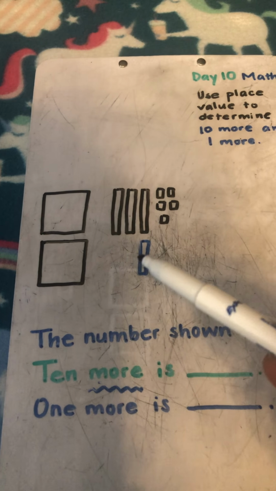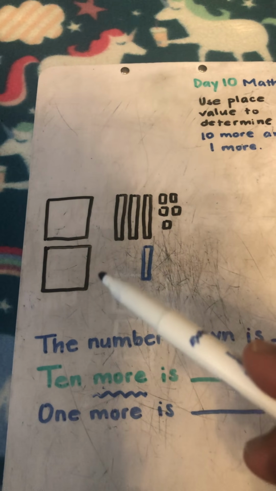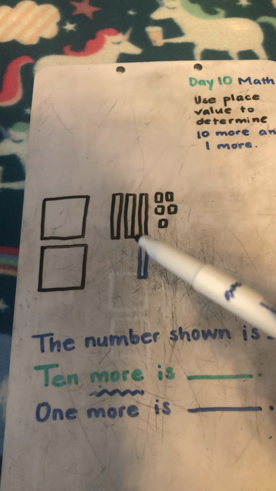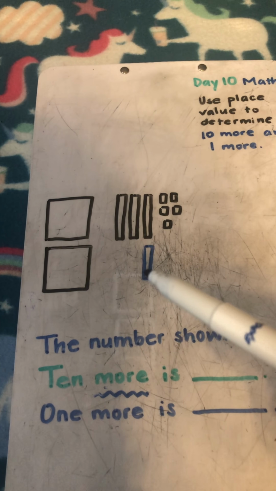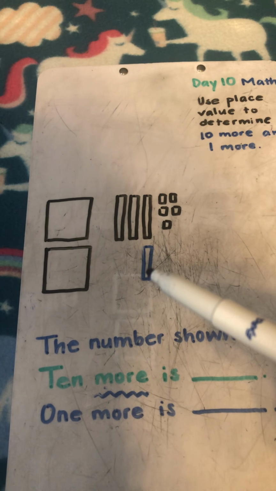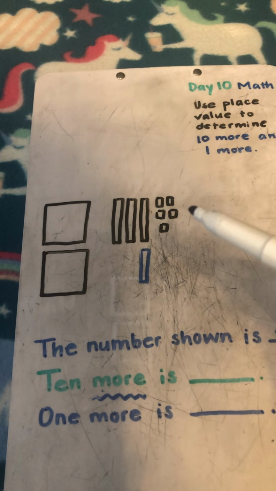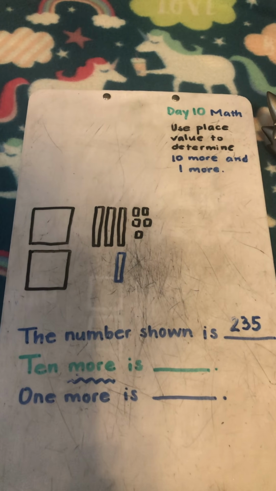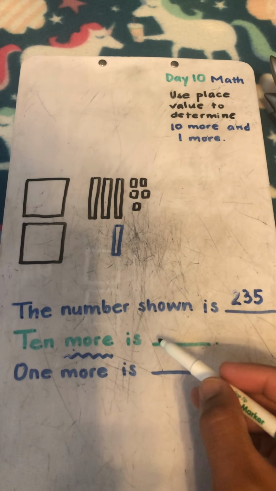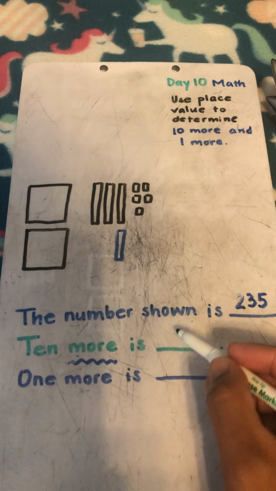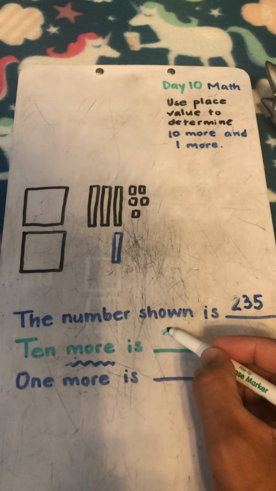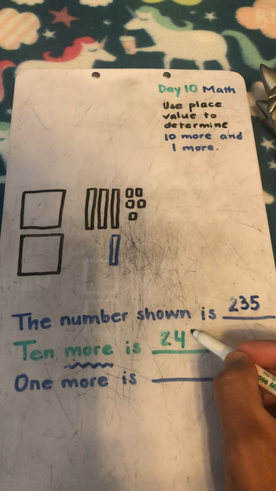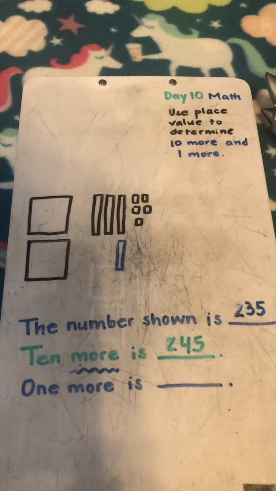When I've added that another 10, my hundreds have not changed. I still have two hundreds. My tens value has changed. Instead of 30, I would have 40. 3 tens have now become 4 tens. My ones stay the same. So in this case, when I look at my numbers and I look at my values, if I had 10 more, my number would become 245. Okay?